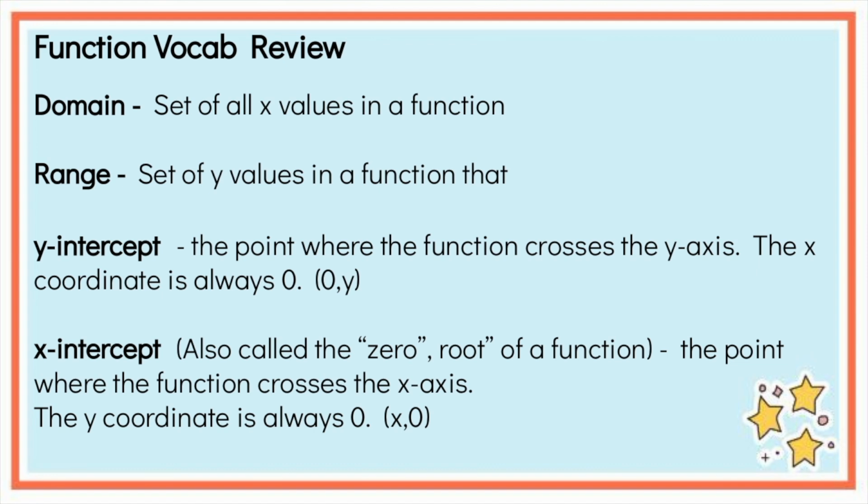The x-intercept is also known as the 0, or the root of the function. The point where the function crosses the x-axis, so the y-coordinate will always be 0. So x, whatever your x-point is, and then 0 for your ordered pairs. Now let's take a look at some examples.